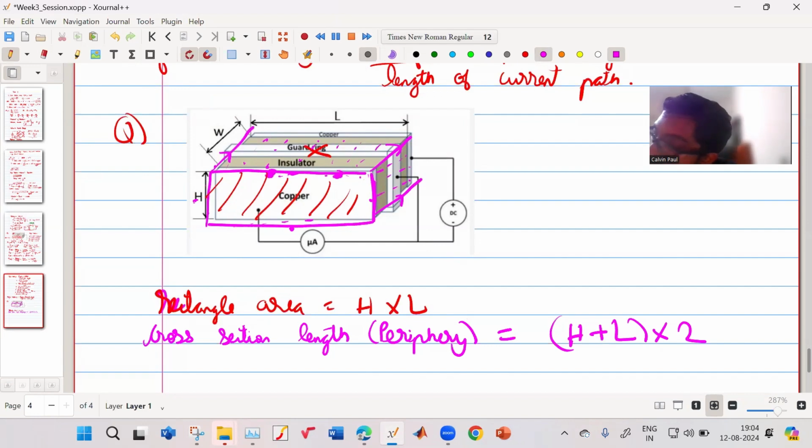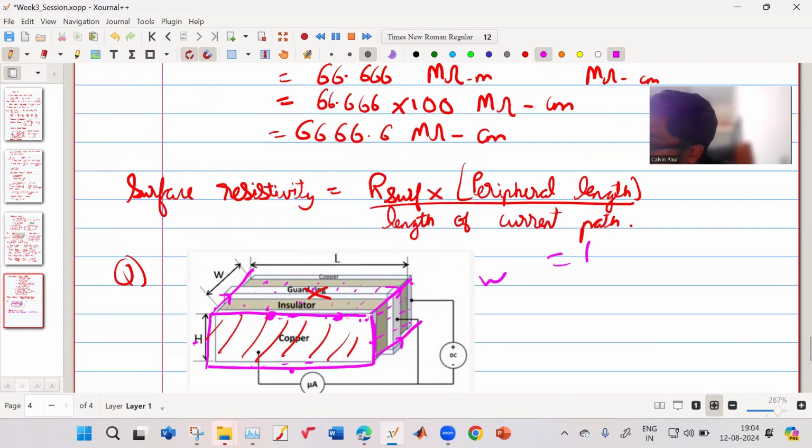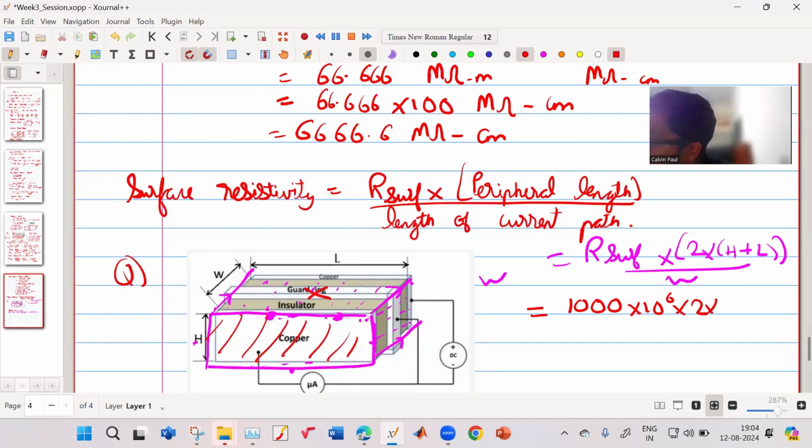Now, how much is the distance that this current will flow? It will flow from here to here. So that distance or the length which it will flow is given by W. So your surface resistivity is given by R surface into 2 times of H plus L, divided by your W. Okay. So your surface resistance was 1000 mega ohm, into 2. Your H was 0.4, your L was 0.1, your W is 0.2. So can you calculate and tell me how much is this?